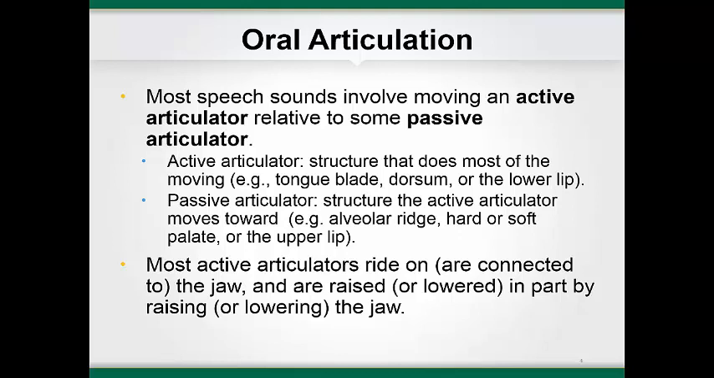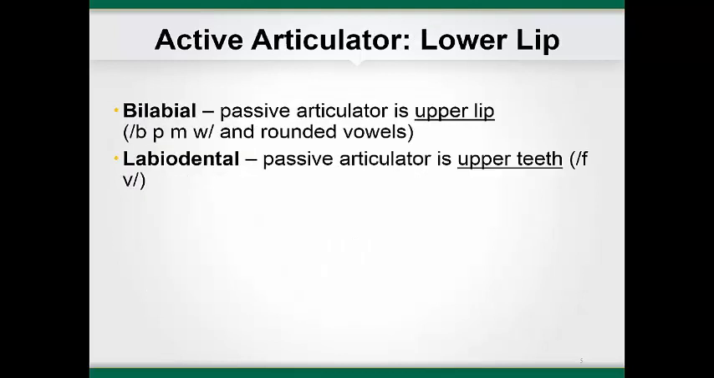Most, but not all, of the active articulators are attached to the jaw and are moved up and down, at least in part, by raising or lowering the jaw, although they can move independently to some extent as well. The first active articulator we will discuss is the lower lip. It is used as the active articulator in two categories of sounds, the bilabial sounds and the labiodental sounds.